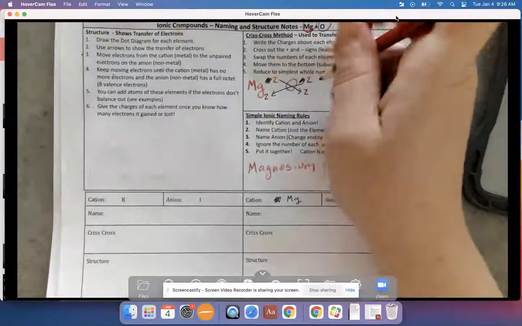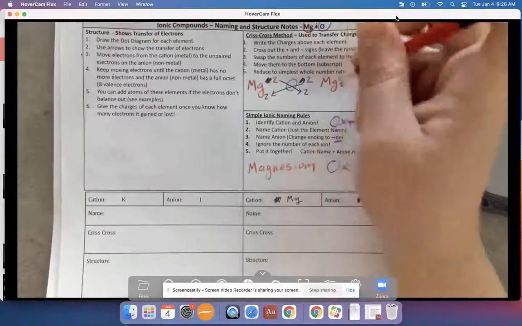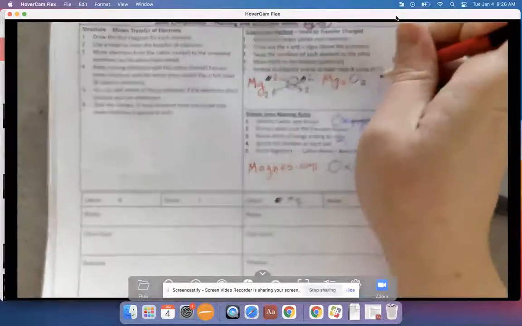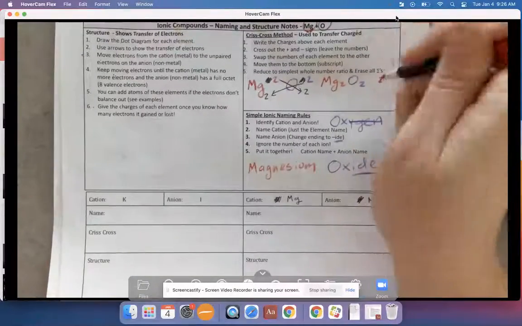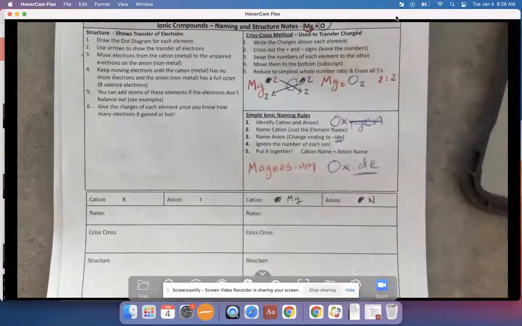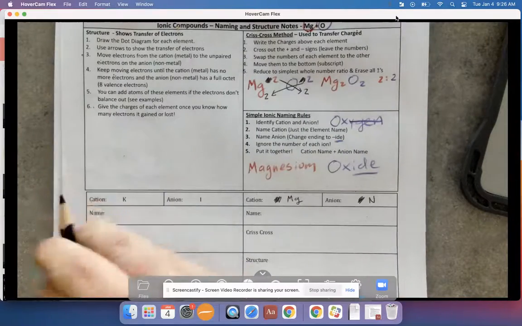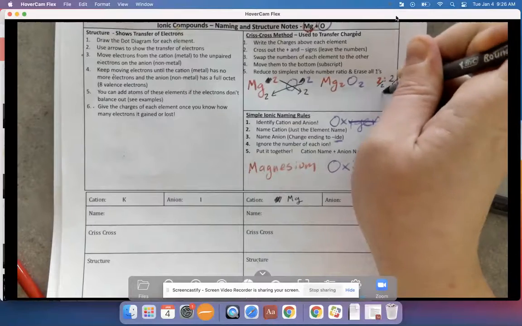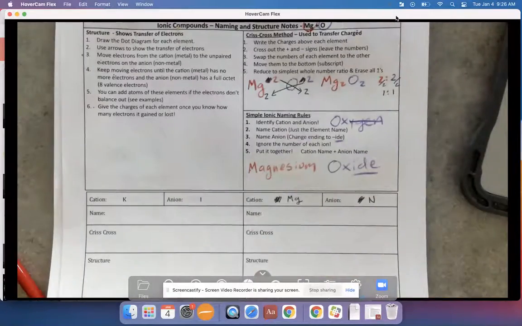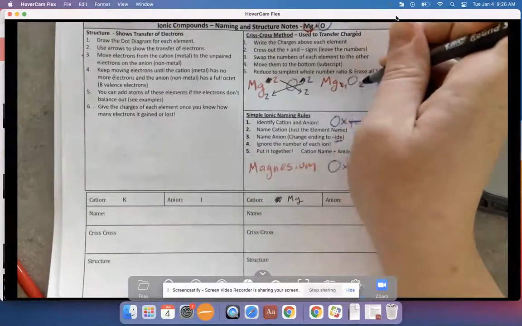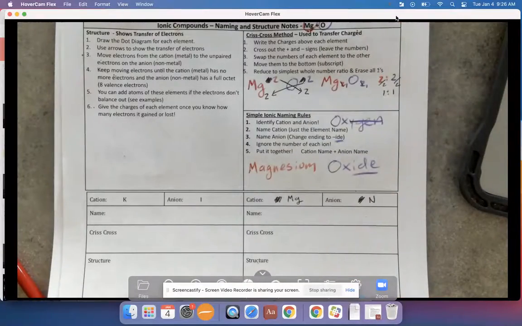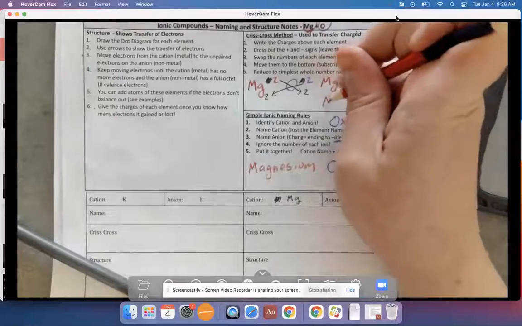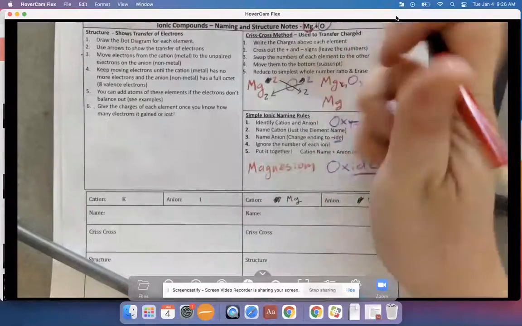So now I have Mg2O2. Now this is a 2 to 2 ratio. So our next step is I need to simplify this. Now I know I can divide these both by 2 and get a 1 to 1 ratio. So I'm going to change these both to 1. The last step is chemists are lazy. They don't write the 1s. So I'm going to rewrite this without the 1s, and I get MgO.